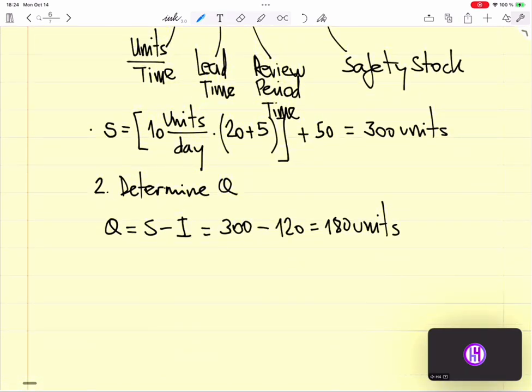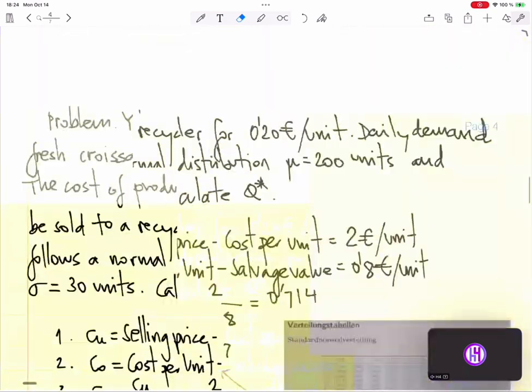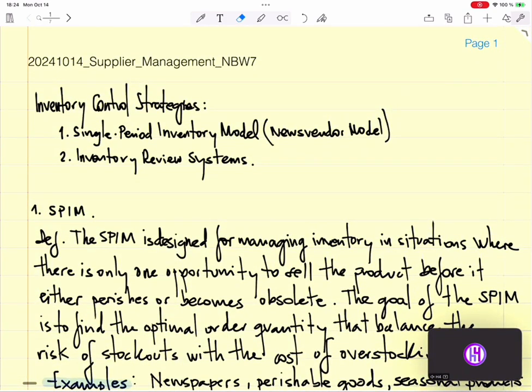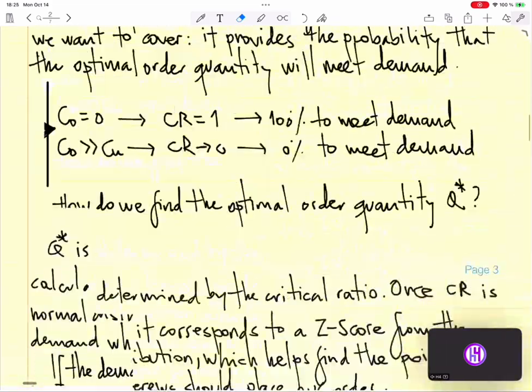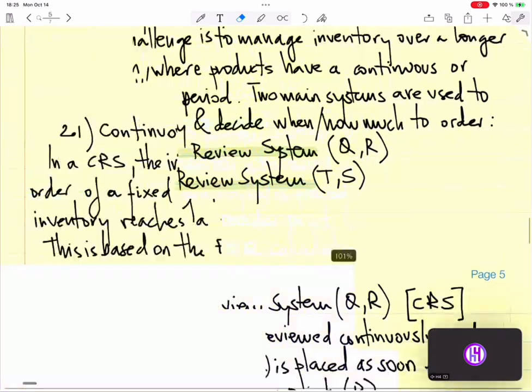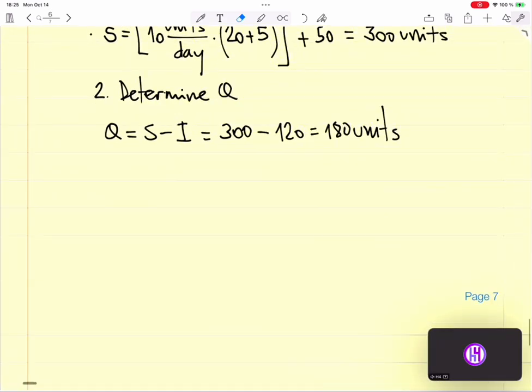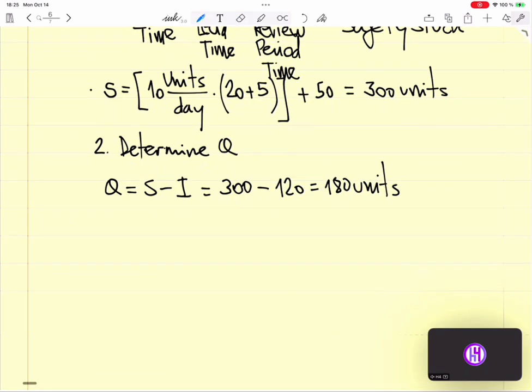Okay, so we have now two methods. We have the continuous review and the periodic review. Let's compare them, as we promised. Okay, so 2.3. Comparison. Continuous review system and periodic review system.